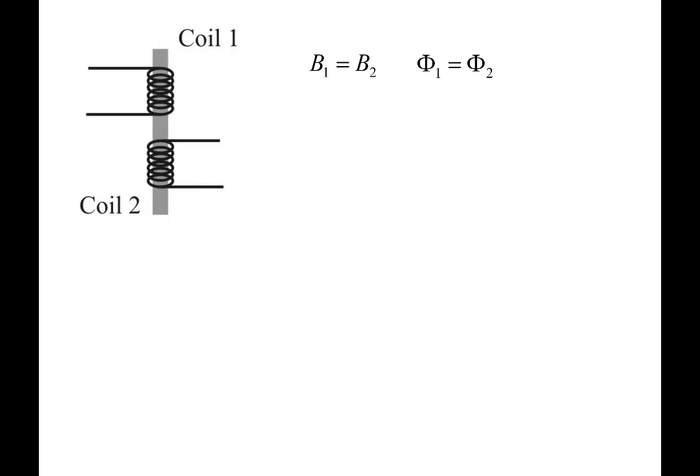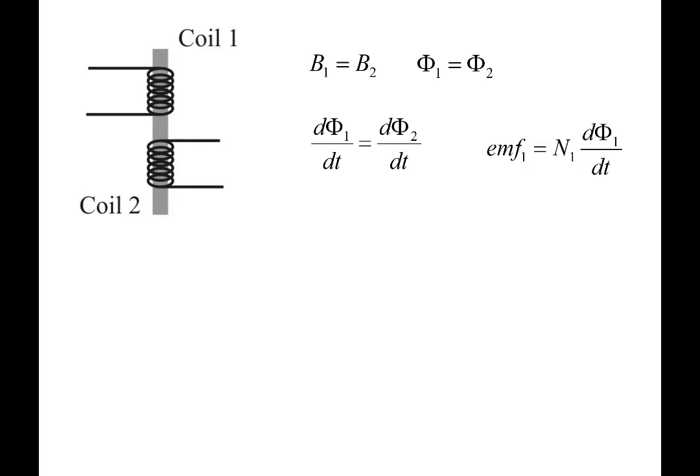Now, if flux changes in time through coil 1, then similarly it will change through coil 2. So the rate at which flux 1 changes is exactly the same as that through coil 2. So dΦ1/dt is equal to dΦ2/dt.